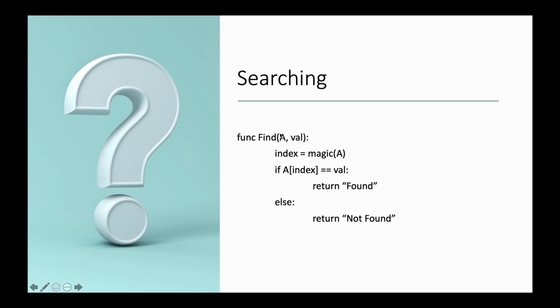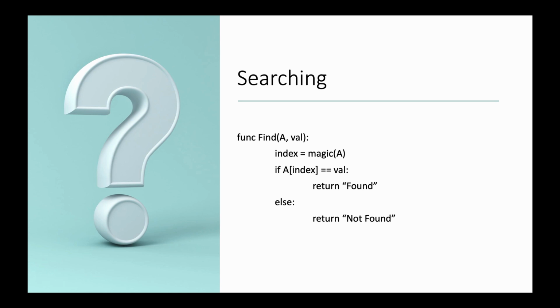So the function find takes a, which is the array, and the value which we need to search in the array. This function magic takes the array and returns an index. We check if the value at the index matches with the target value. If it does, we return found, and if it doesn't, we return not found. If we analyze the time complexity, the if statements will take constant time.